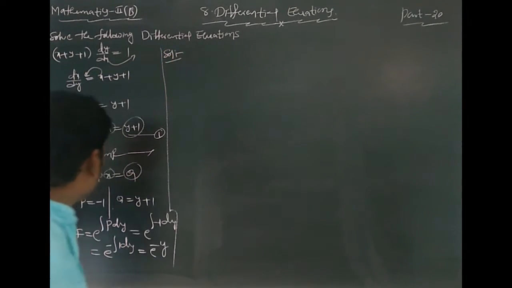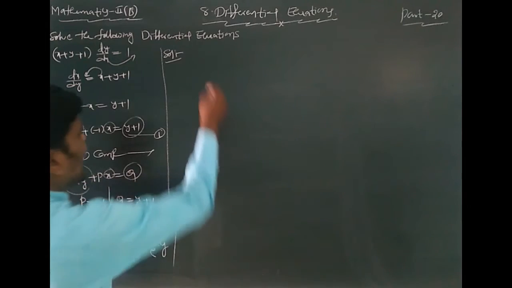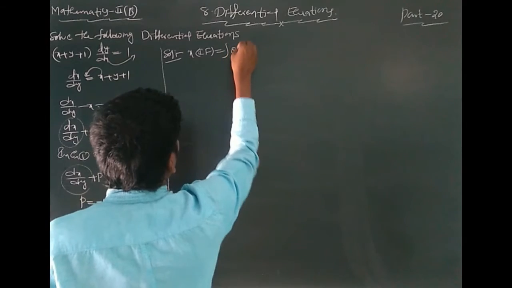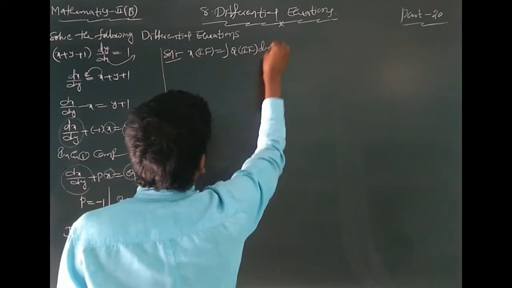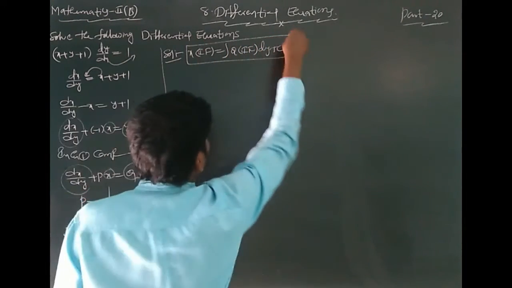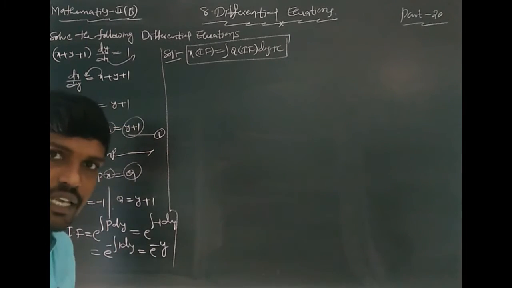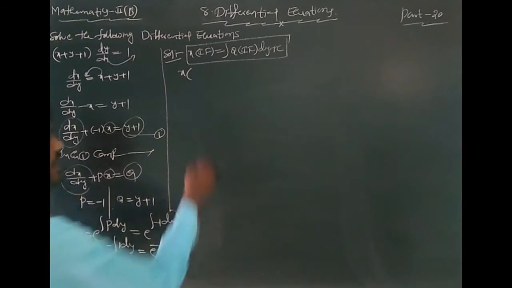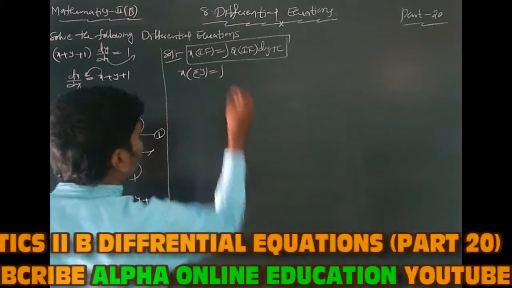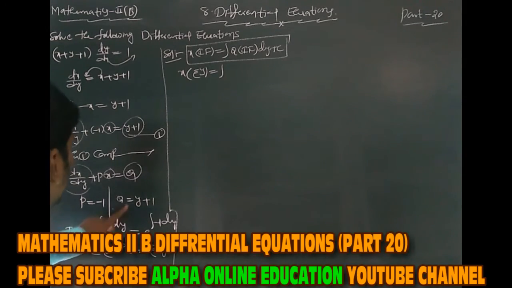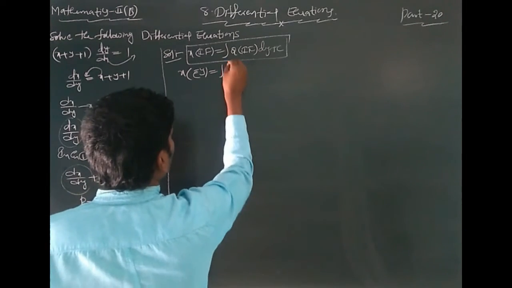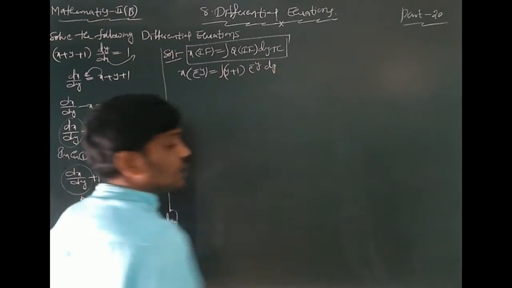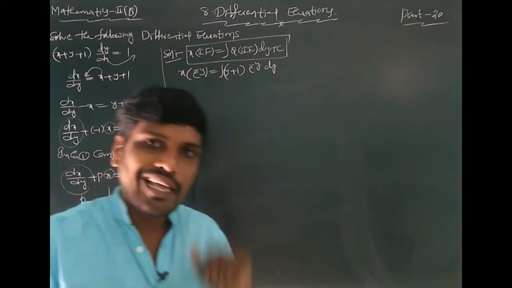What is the solution in this dx by dy form? x into IF is equal to integral Q into IF dy plus c. This is the solution of the given differential equation. In this solution, x into IF value, e power minus y, is equal to integral Q. What is the value of Q? Q value is y plus 1, into IF value e power minus y dy plus c. You can write this after completing the integration.